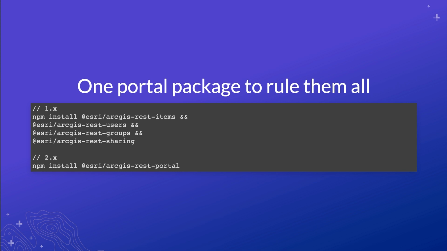One example of the package reorganization is just grouping up the separate items, users, groups, and sharing packages into a single portal package. These packages all shared a lot of functionality, and they were already very small. So grouping them up didn't increase the size too much, and just made things a little clearer, so you didn't have to import 4 different packages in some cases.